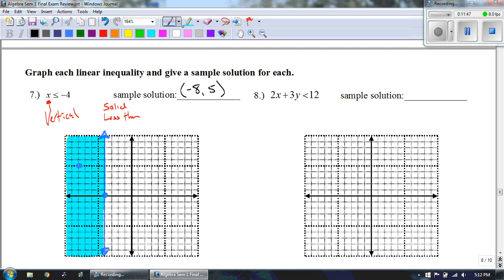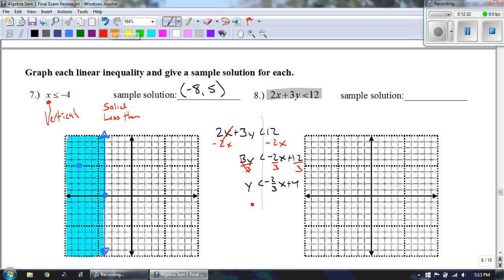All right, number 8. So with number 8 right here, the first thing that I notice, there are 2 variables, but I need it to be solved for y. Sorry, I'm just going to move this over a little bit so I can show my work. All right, so solving for y, I need the y by itself, so I'm going to subtract the 2x. We get 3y is less than -2x plus 12. And then I need to divide by 3. So we get that y is less than -2/3 x plus 4.